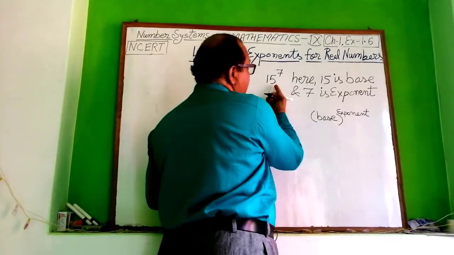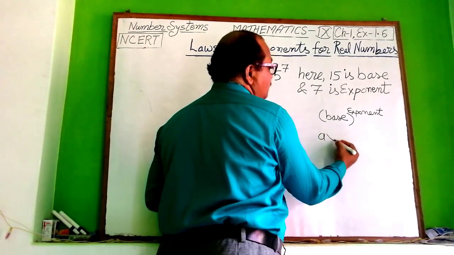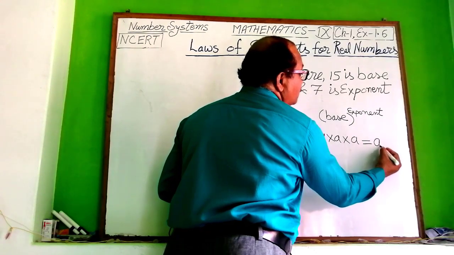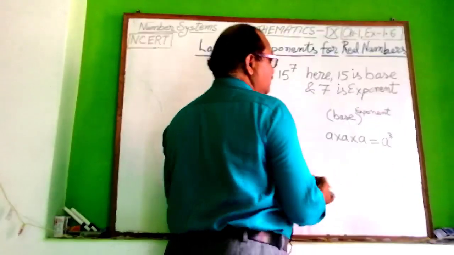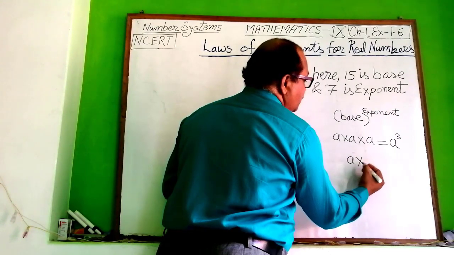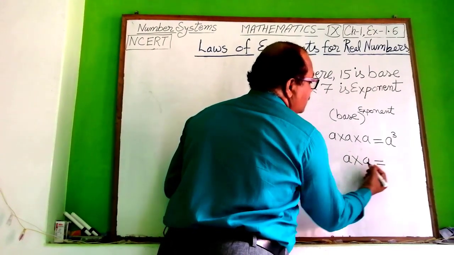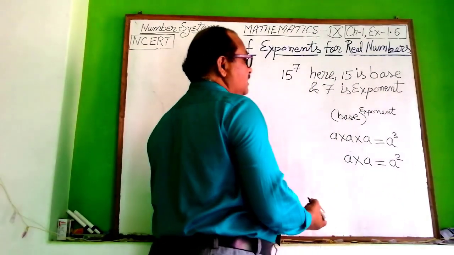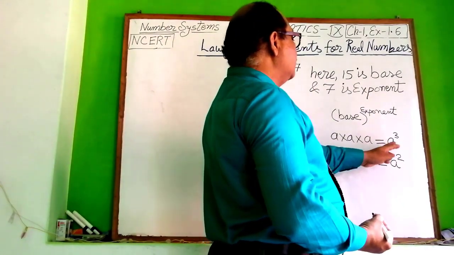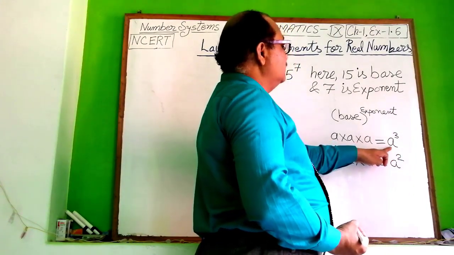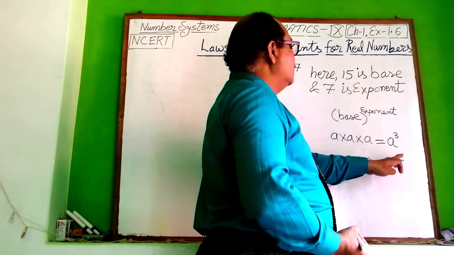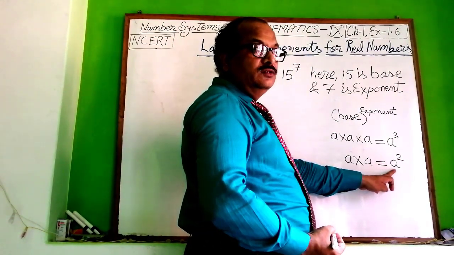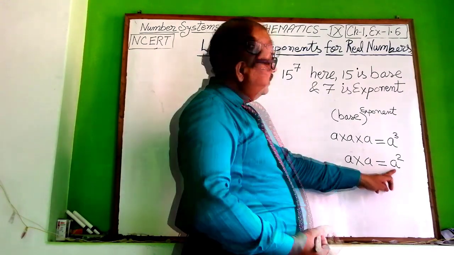See its meaning, already studied. Suppose here a into a into a is written, you can write it in short as a to the power 3. Suppose a into a is given, so we will get a square. And now see here, it is called a raised to the power 3 or a cube. This one is called a raised to the power 2 or a square.